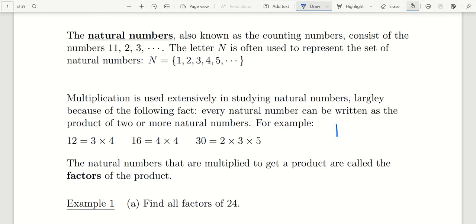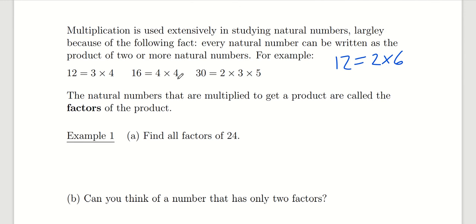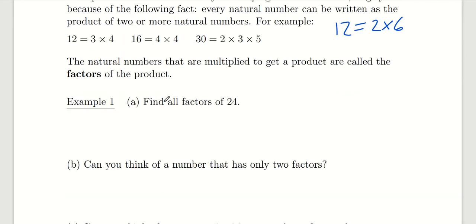Sticking with the number 12, we can write 12 as 2 times 6. So we would say that 2 and 6 are also going to be factors of 12. So natural numbers that multiply to get the product are called factors of the product. Let's see if we can find all of the factors of 24.